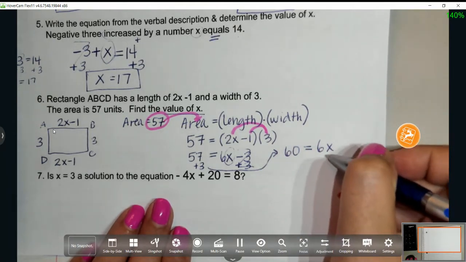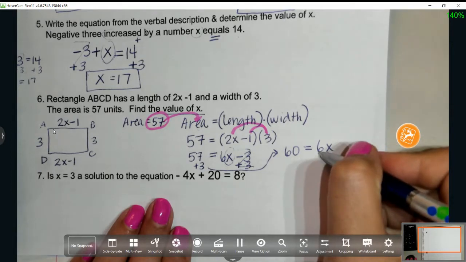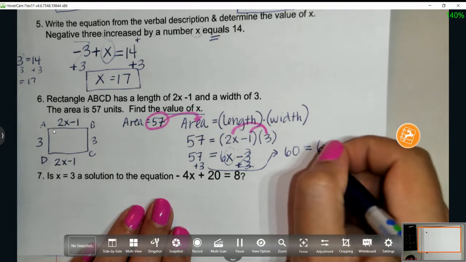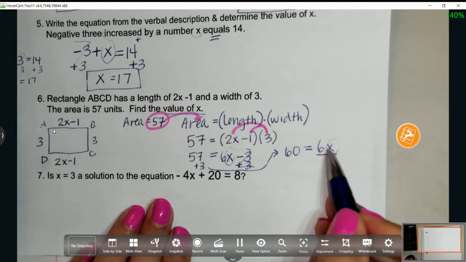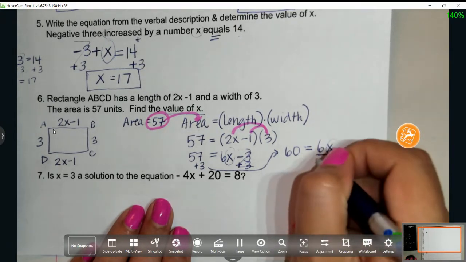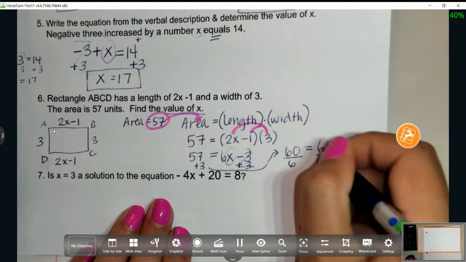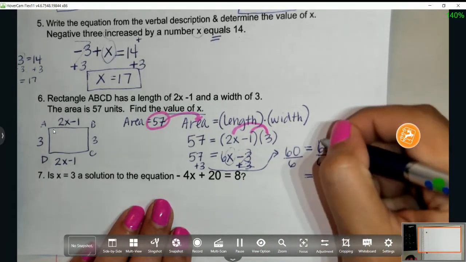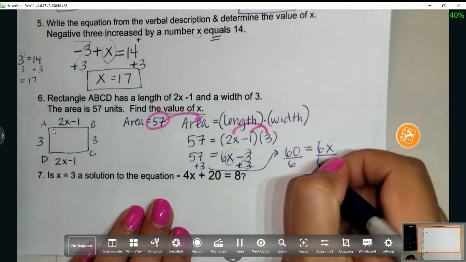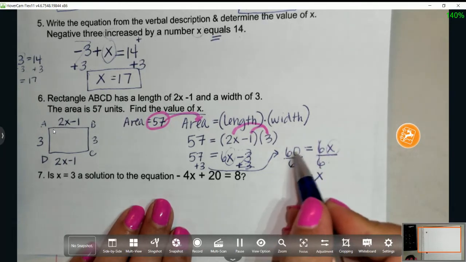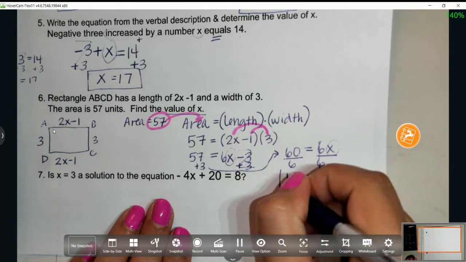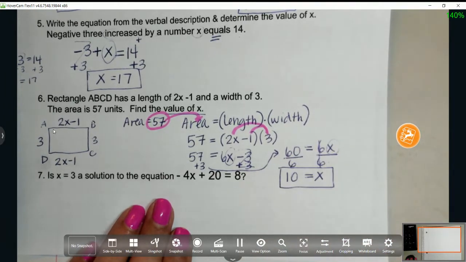And one more time, because I still have that 6 in front, I have to ask myself, how do I get the x alone? Well, I do the opposite of what I see here, which is multiplying. So I undo that multiplying by dividing. And whatever I do to one side of an equation, I balance by doing the same thing on the other. So 60 divided by 6 gives us 10. And that is our solution.